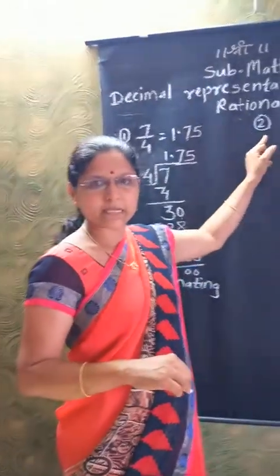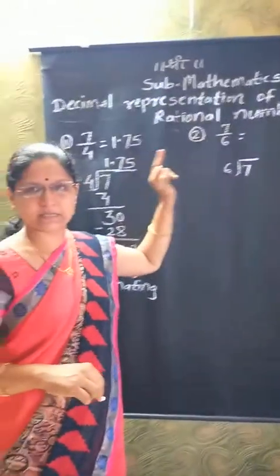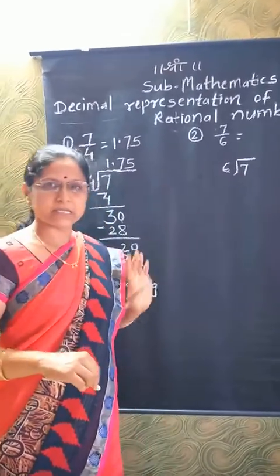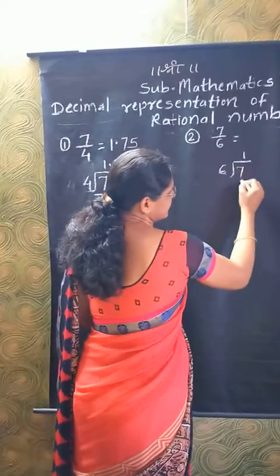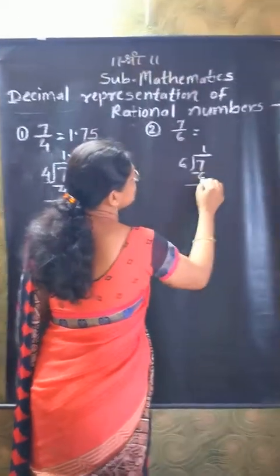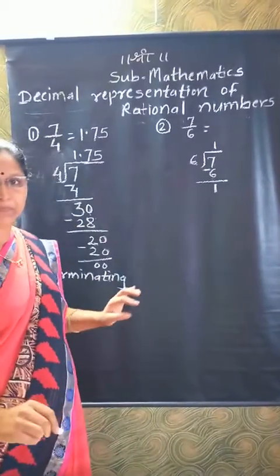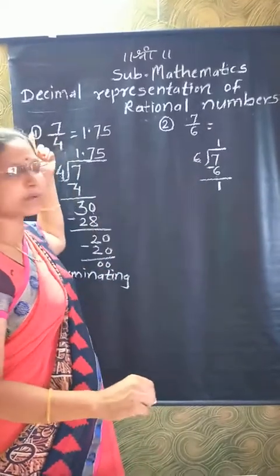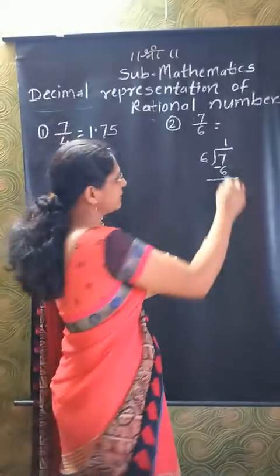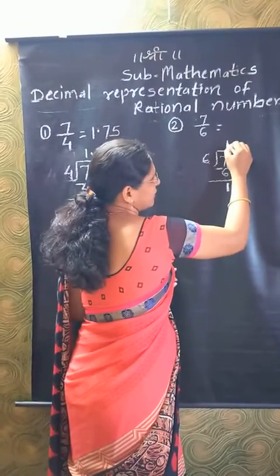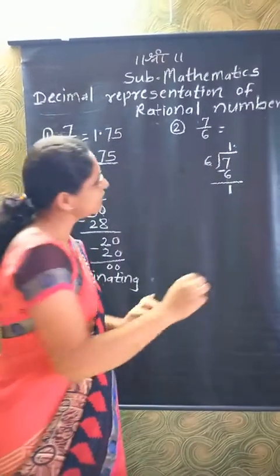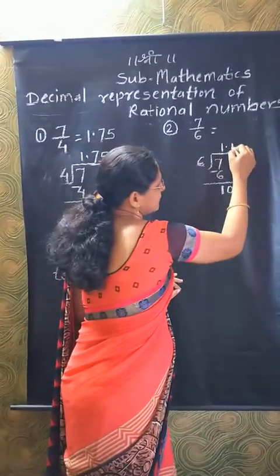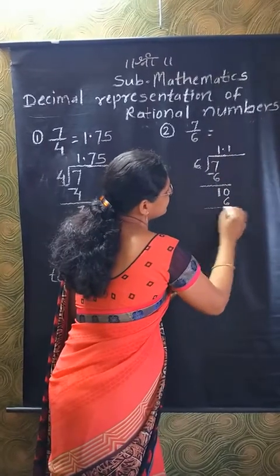Then we take the second example, 7 upon 6. The rational number 7 upon 6, that is 7 divided by 6. 6 ones are 6. 7 minus 6, we get 1. 1 is a digit less than 6. Therefore, as in the previous example, we take a decimal point in the quotient, 1 point, take 0 on 1, we get 10. 6 ones are 6.